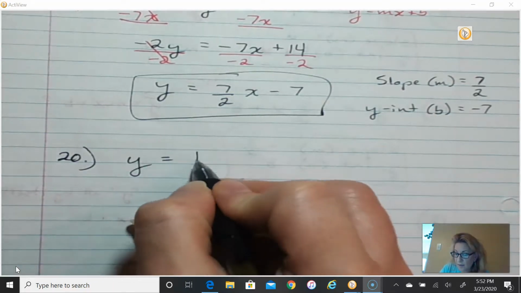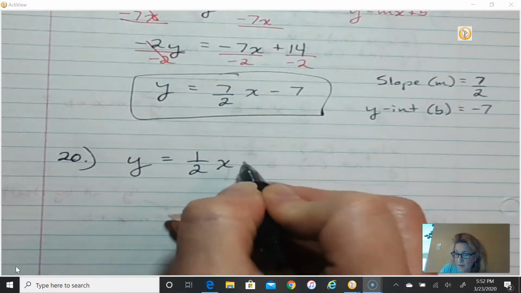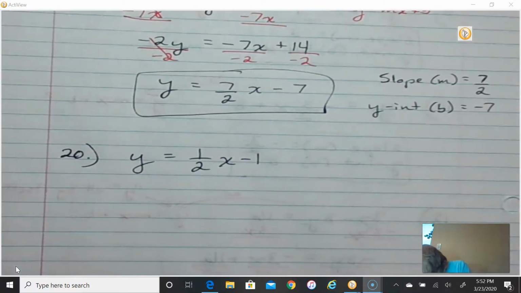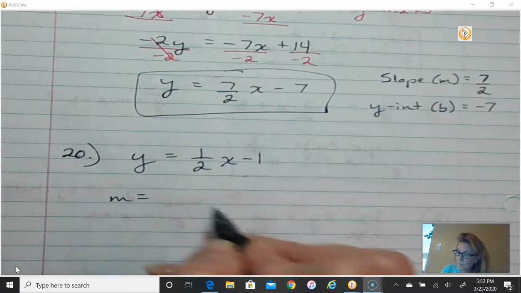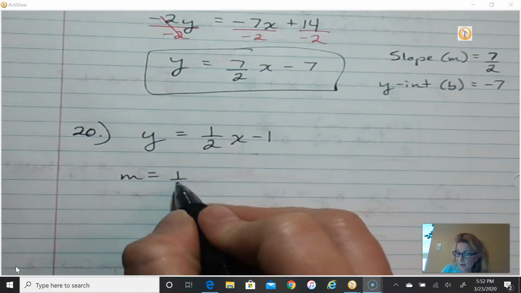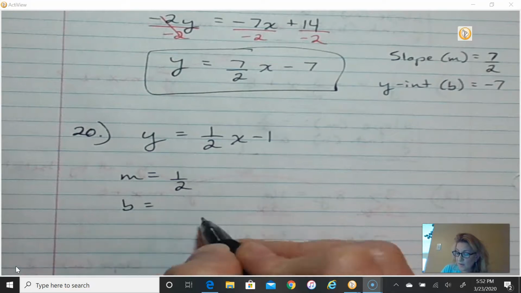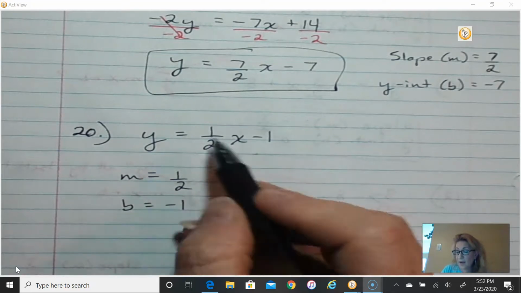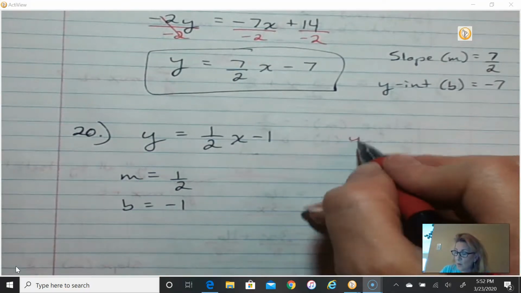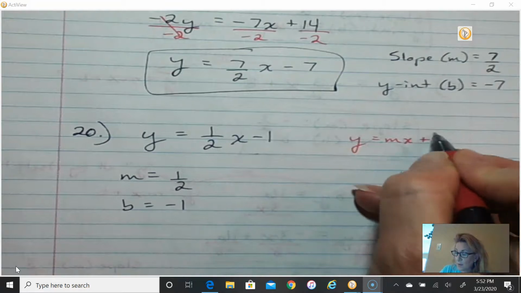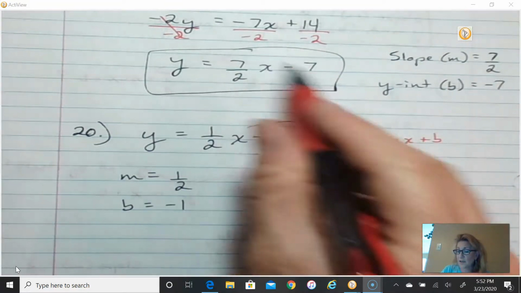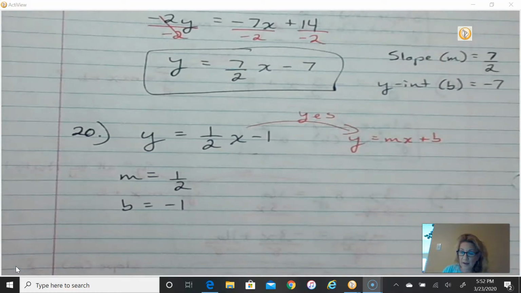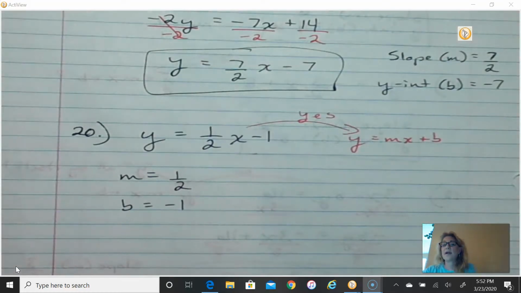They give you the equation, and they just tell you to graph it. Use the slope intercept to graph the following lines. What is your slope? It's a half. What is your y-intercept? -1. Now, this is already in y equals mx plus b format, so you don't have to rearrange it like you did up there. Okay? So now we graph.